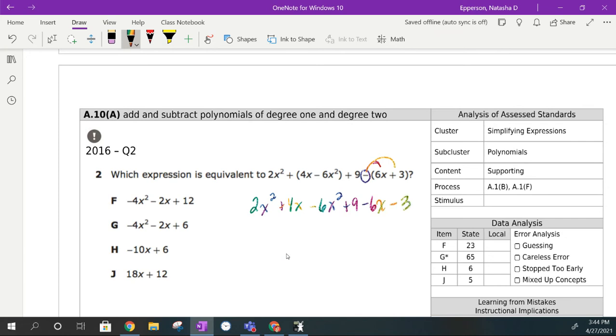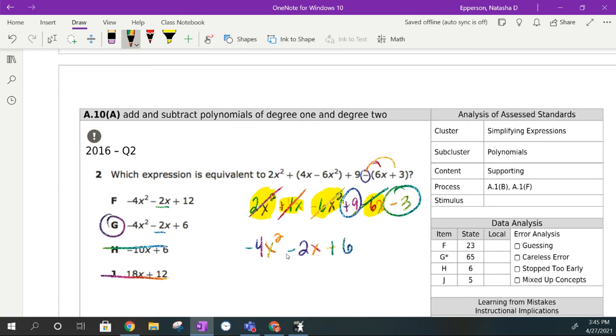Now I'm going to combine like terms. Again, I'm going to go for the higher exponent first. That's negative 6x squared plus 2x squared, which gives me negative 4x squared. That eliminates H and J. My x term, by looking at my answer choices, should be negative 2x. So if we look at 4x and negative 6x, that would give me minus 2x. I've used those. So now we're going to come down to our last, 9 minus 3, which gives me plus 6. So my answer choice is G.